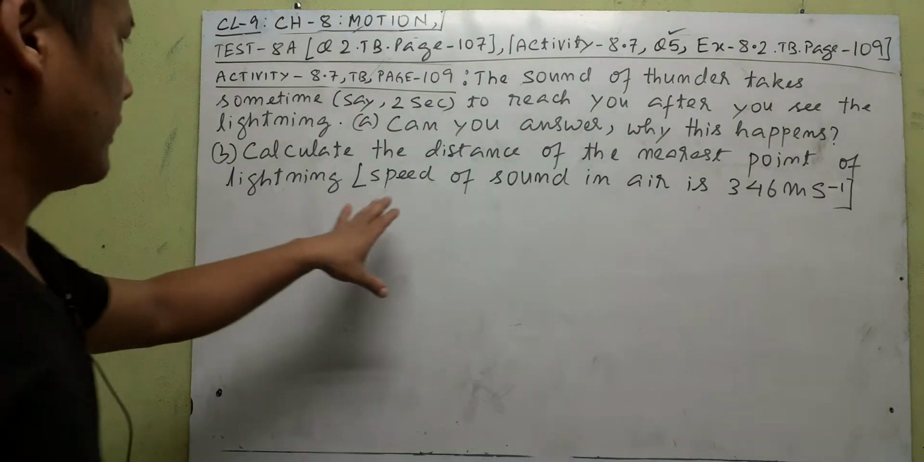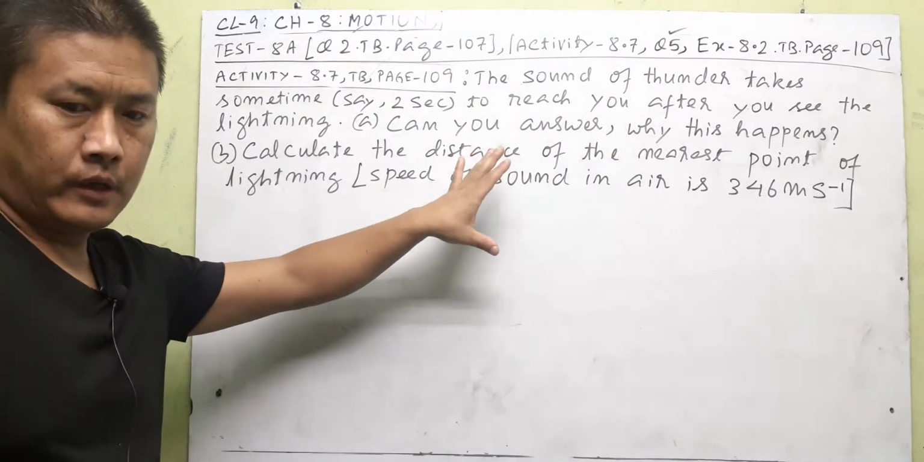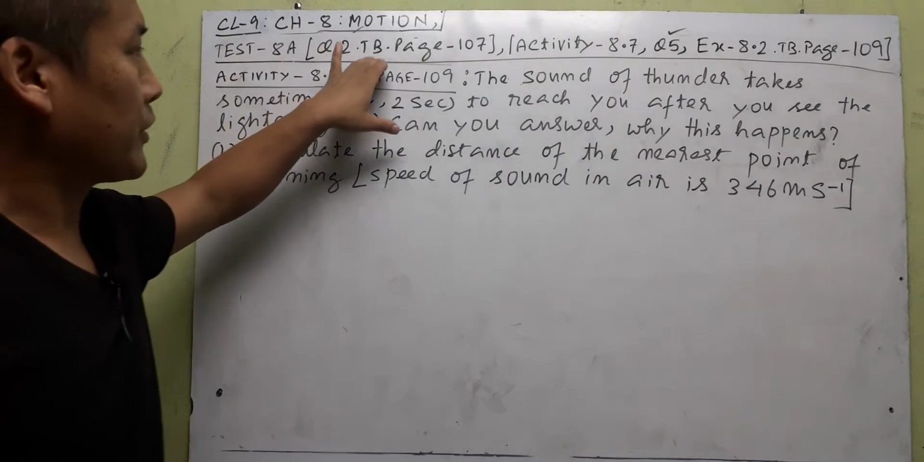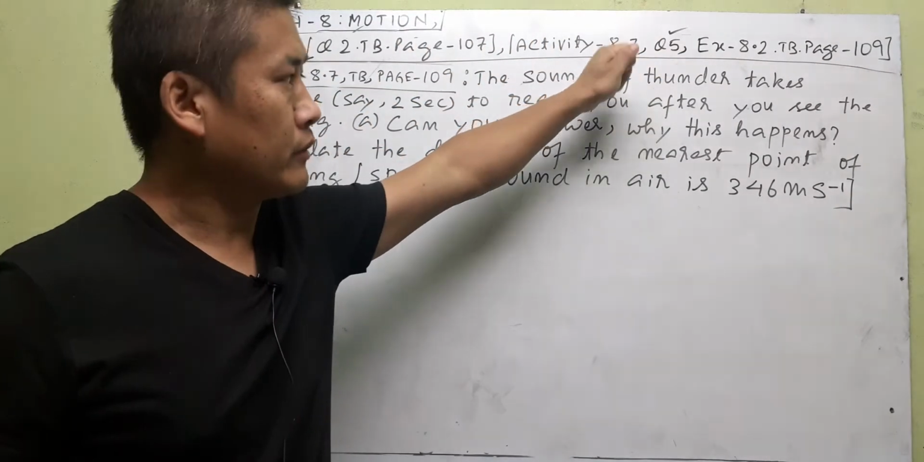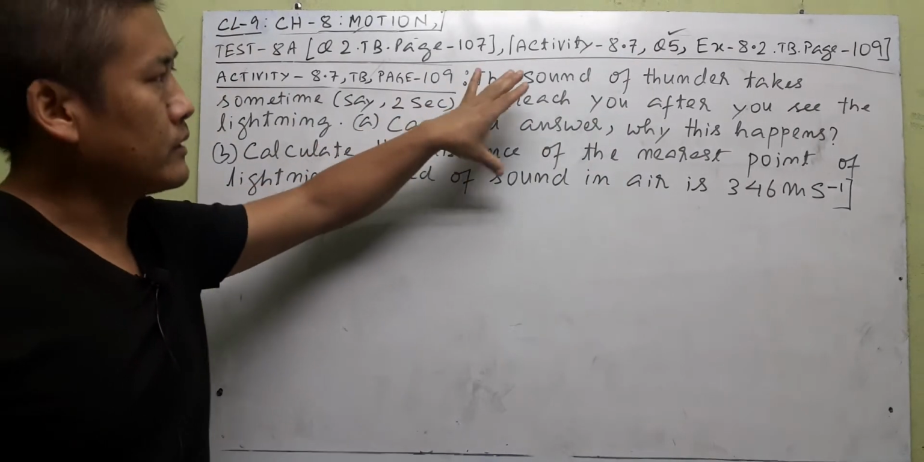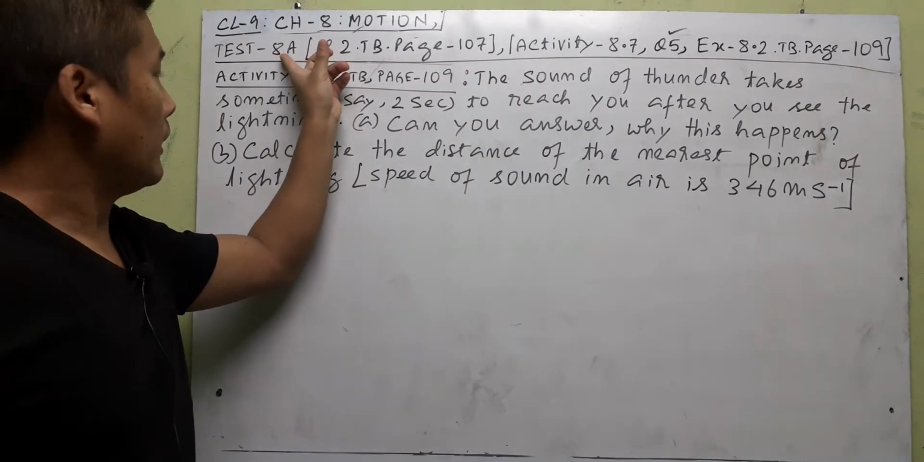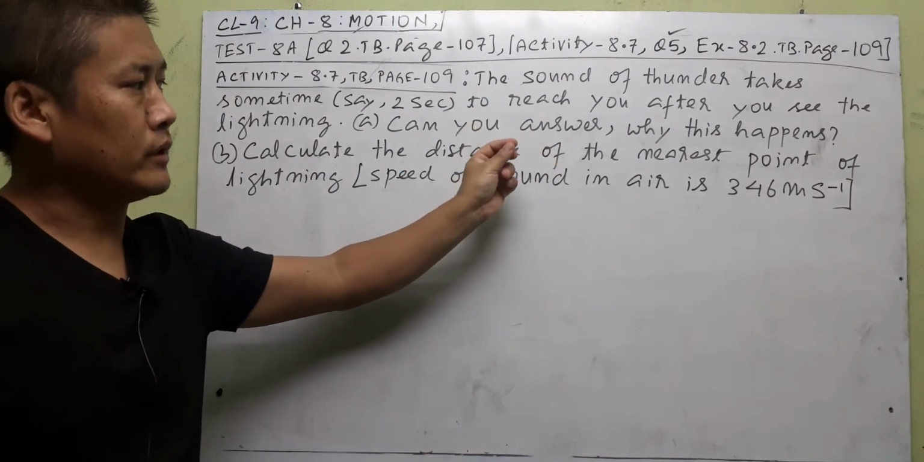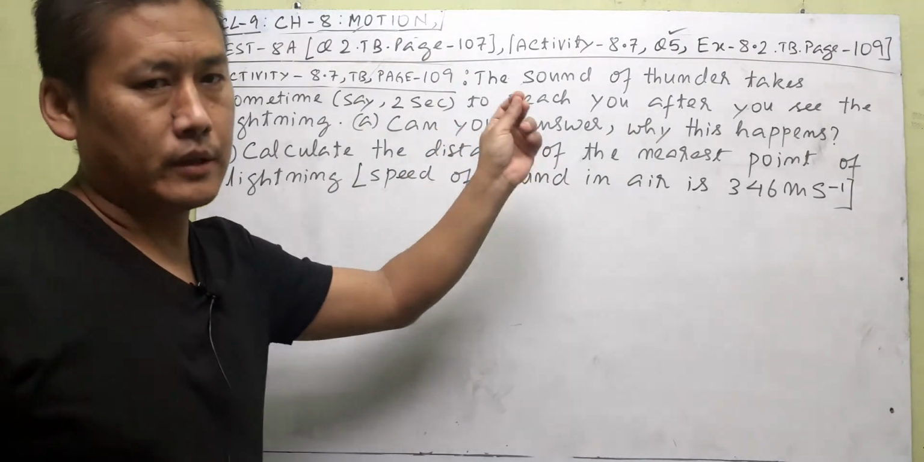Okay, so let us start the first numerical test in this chapter, motion. This is test 8A. These are the questions that are in your textbook that we're going to include. And after we complete this, there will be a test 8A. That is, every question will be identical to these questions. Only thing is, small changes in the numbers will be there.